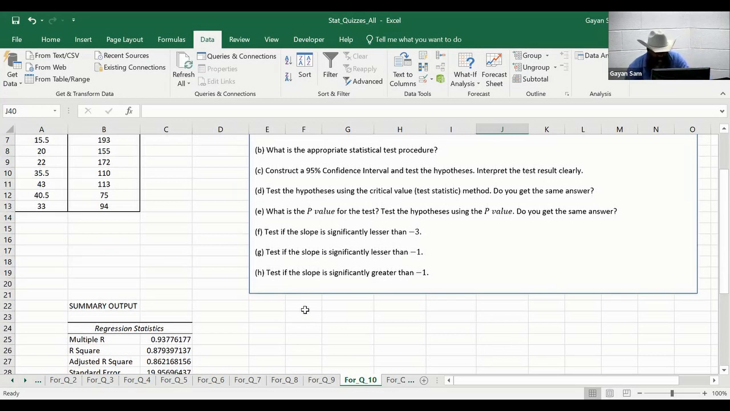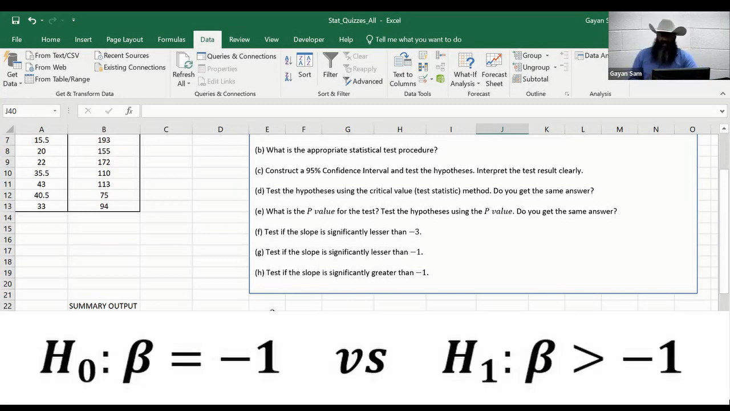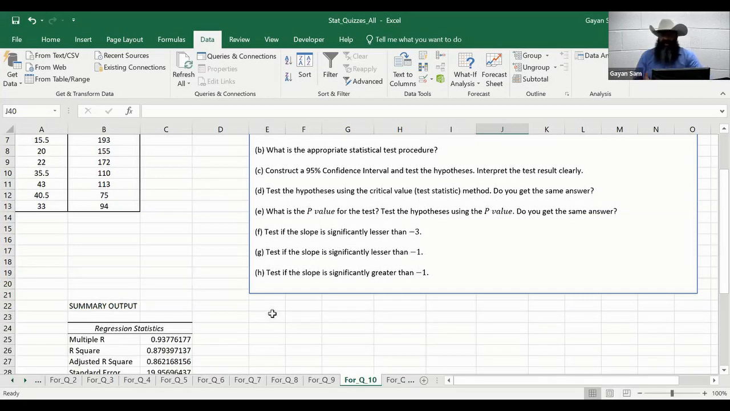Part H, test if the slope is significantly greater than -1. This time, how do you write your null hypothesis? Null hypothesis is still beta is equal to -1. The alternative hypothesis is beta is greater than -1. It's a right-sided alternative. That means I need a 95% upper confidence interval, and I need to see if -1 is found inside of that.